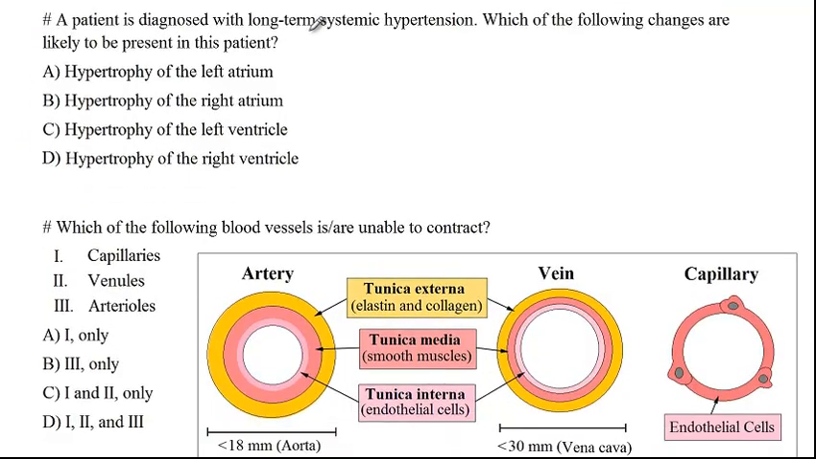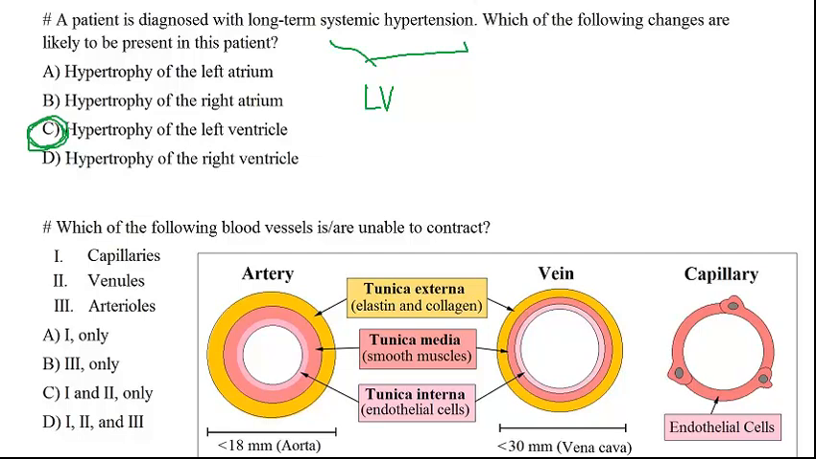Next question. A patient is diagnosed with long-term systemic hypertension. So systemic hypertension, which structure of the heart pumps blood into the systemic circulation? And the answer is the left ventricle. So what happens if the left ventricle has to work hard every day? The answer is that it will start hypertrophy. The muscles will get bigger. So which of the following changes is likely to happen? There will be hypertrophy of the left ventricle in this patient.